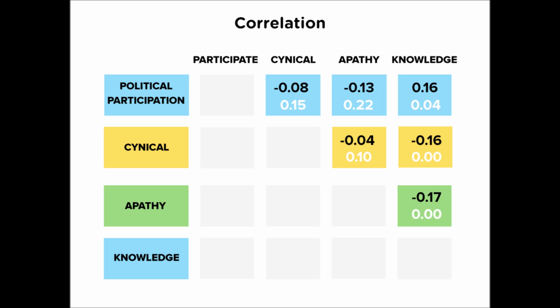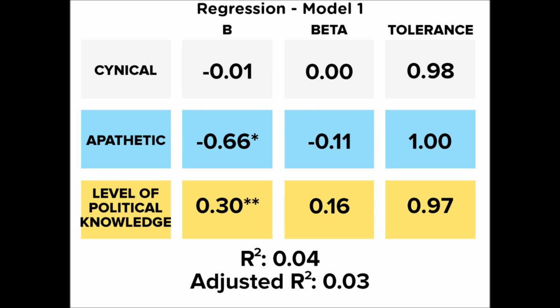Outside of our research question, we see that the strongest correlation is between political knowledge and apathy, which makes intuitive sense. If you have political knowledge, this indicates your interest, thus you can't be apathetic. In our first regression, we see being cynical is insignificant. Although Canadians don't have a lot of trust in our politicians or institutions, it does not affect our political participation.